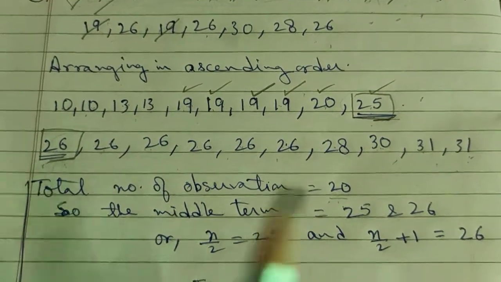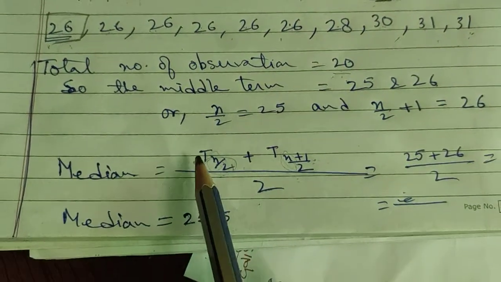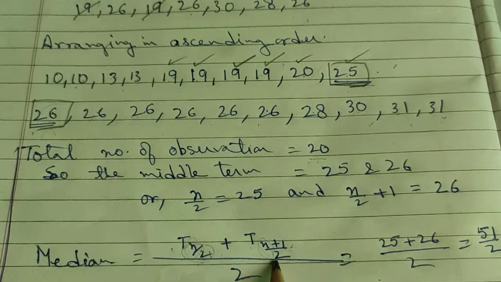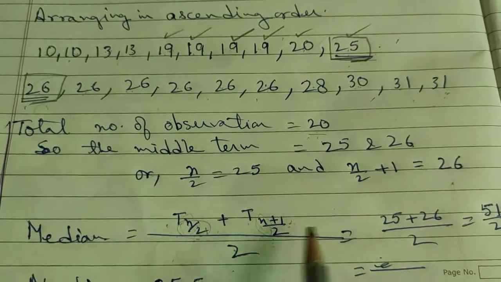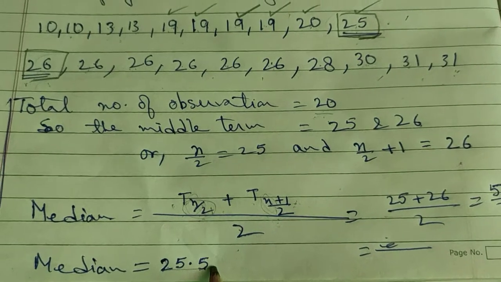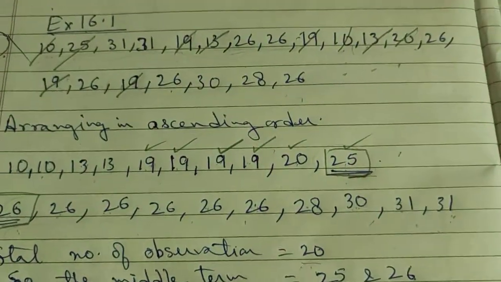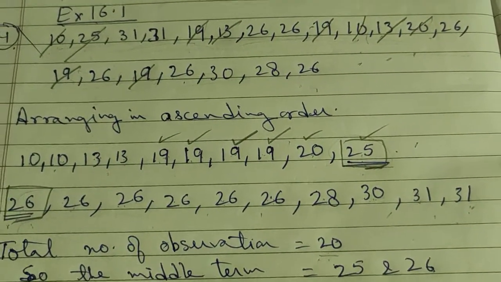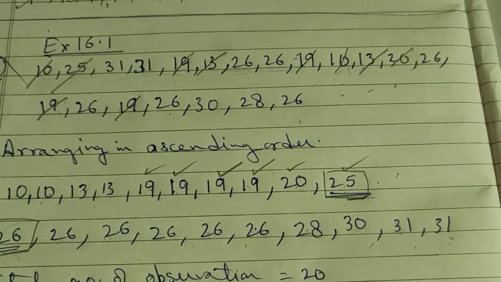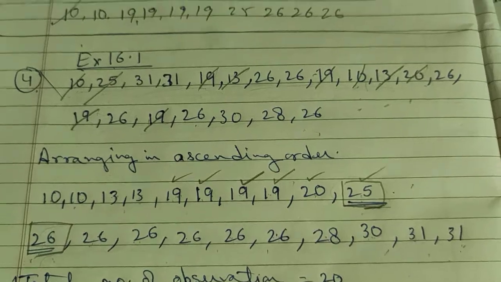Now, putting it in the formula, t of n by 2 means putting 25, and t of (n plus 1) by 2 means putting 26. Now you solve it out and you will get the median. Clear? So this is how we find the median, the middle term, when the number of observations is even.